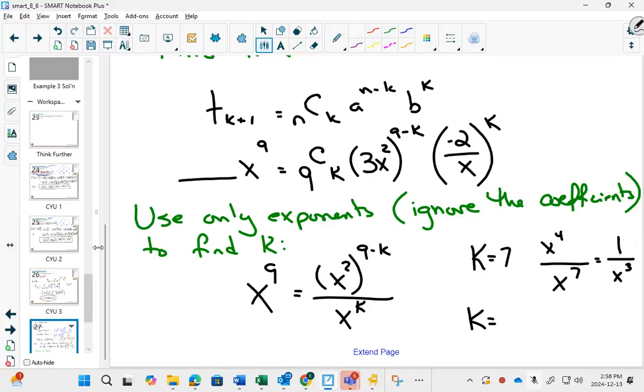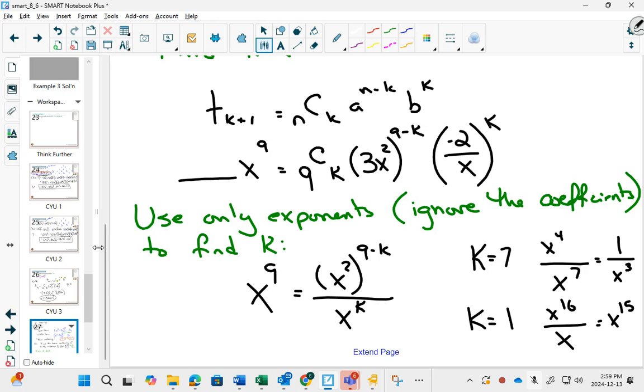K equals 1. So if we put in k equals 1, can you see that the bottom would be an x to the 1? And on the top, 9 minus 1 would be 8. X squared to the 8 will give us x to the 16, which after simplifying becomes x to the 50. Too much. First we had too few, now we have too much.